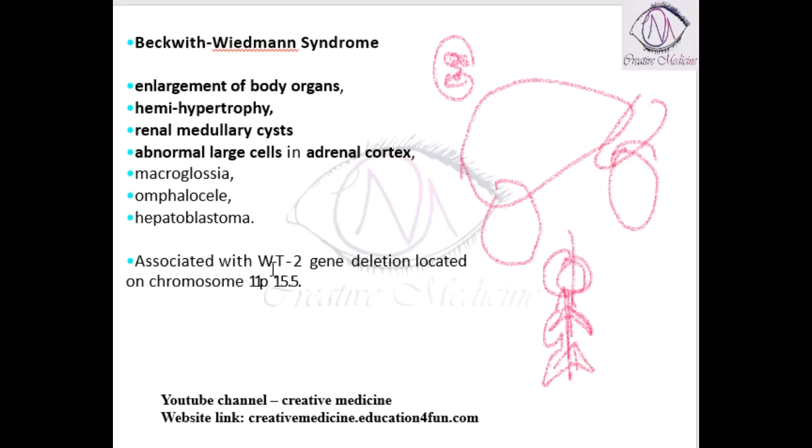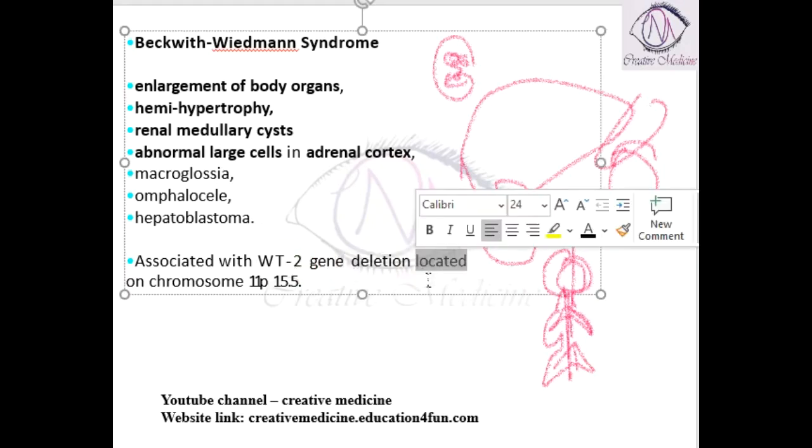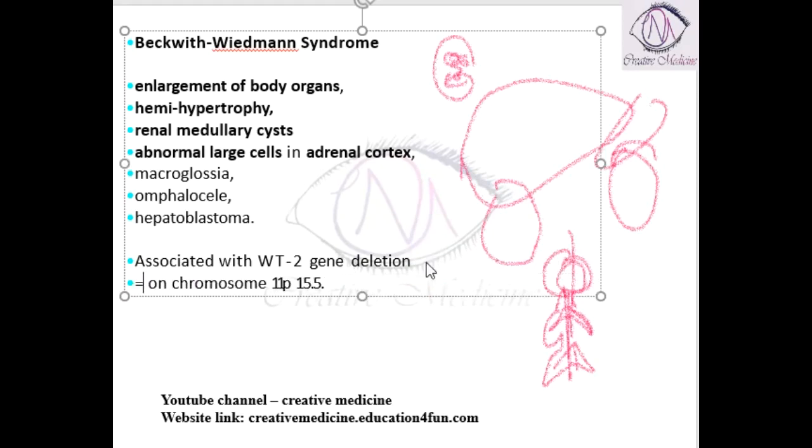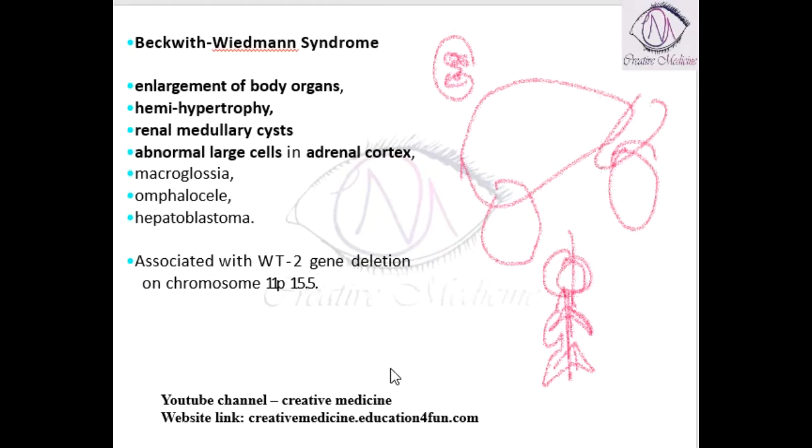This Beckwith-Wiedemann syndrome is associated with WT2 gene deletion on chromosome 11p15.5. Okay, WT gene mutation on chromosome 11p15.5 is associated with Beckwith-Wiedemann syndrome.